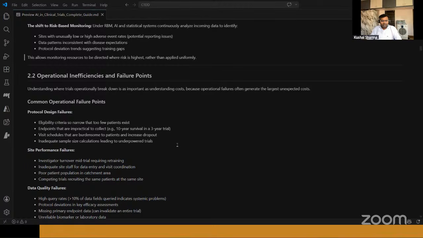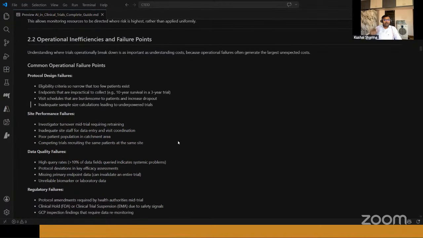Now, common operational failures. Protocol design failures: eligibility criteria so narrow that too few patients exist, endpoints that are impractical to collect, like 10-year survival in a 3-year trial. Visit schedules that are burdensome to patients and increase dropout. Inadequate sample size calculations leading to an underpowered trial.